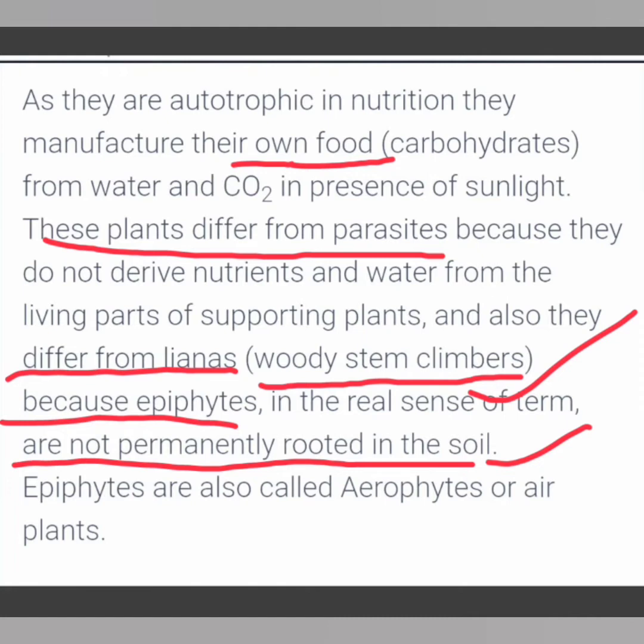And these epiphytes are also referred to as aerophytes or air plants. Why? Because, for example, you must have seen orchids growing on other plants, and their roots are not rooted in the soil. Their roots are hanging, and in that way they absorb moisture from the air. So since they are not rooted in the soil, epiphytic plants are also referred to as aerophytes or air plants.